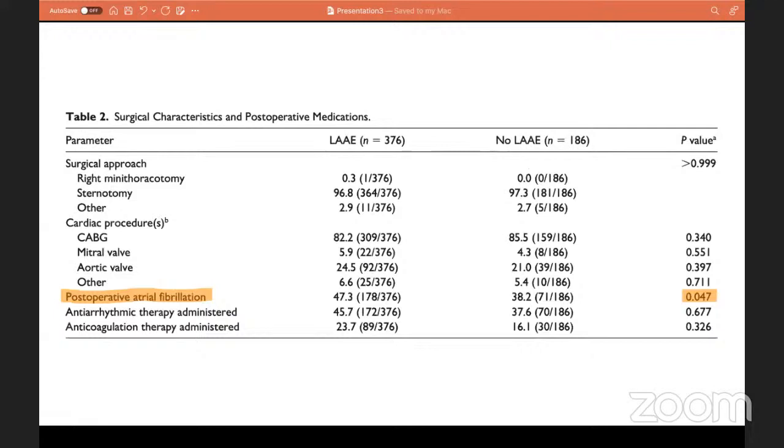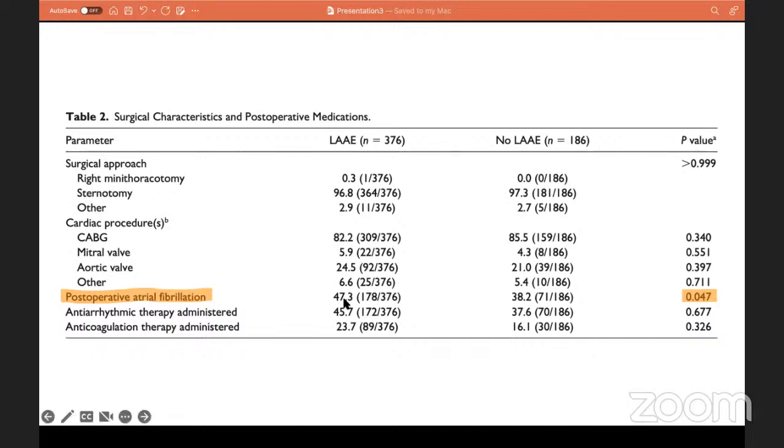So this table shows us the post-operative surgical characteristics and post-operative medication. As we expected, most patients underwent sternotomy in both arms, and most patients also underwent CABG. The significant result in this table was post-operative atrial fibrillation, which goes against the null hypothesis.